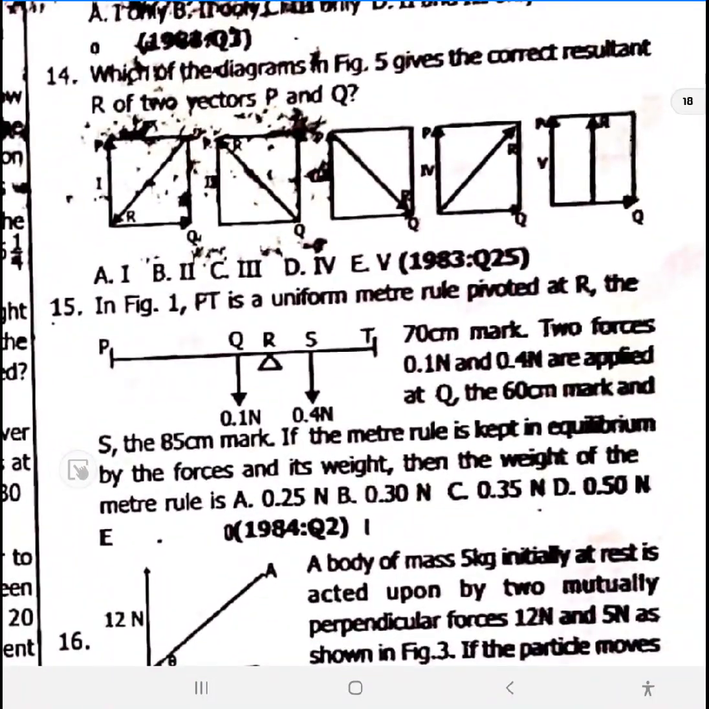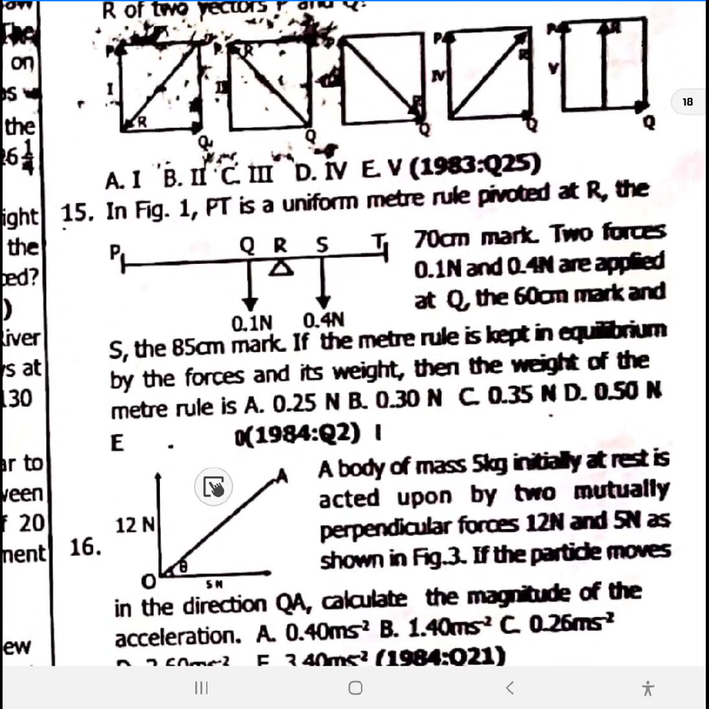Question 14. So we're starting our theory from question 14, right? Let's get straight into it. Which of the diagrams in figure 5 gives the correct resultant R of two vectors P and Q? Let's see. IV, this one gives the correct one. 14 is option D.